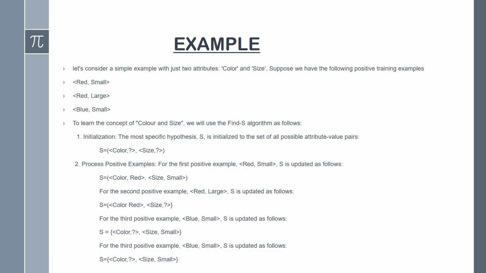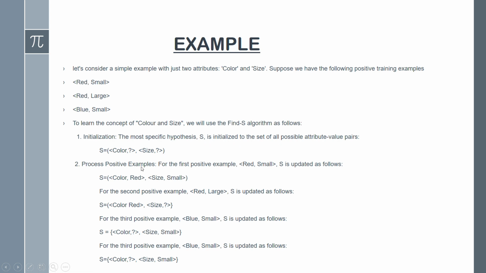So here is a small example of how the Find-S algorithm actually works. Let us consider a simple example with two attributes, that is color and size. Suppose we have the following positive training examples: red and small, red and large, and blue and small. To learn the concept of color and size, we'll use the Find-S algorithm. The first step is initialization. The most specific hypothesis S is initialized with a set of all positive attribute value pairs. That is, S is initialized to color question mark and size question mark.